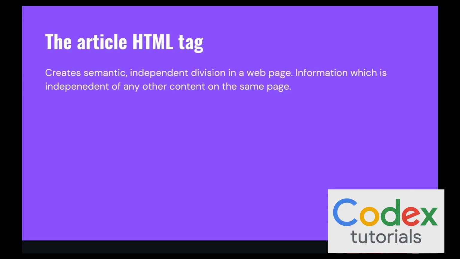So if you want to create that sort of a section, you will definitely go ahead and use the article HTML tag. So it creates an independent division. This is an important thing. It creates an independent division in a web page, and the information which is inside of the article HTML tag holds a kind of independence from all the other different types of content present in the same context.